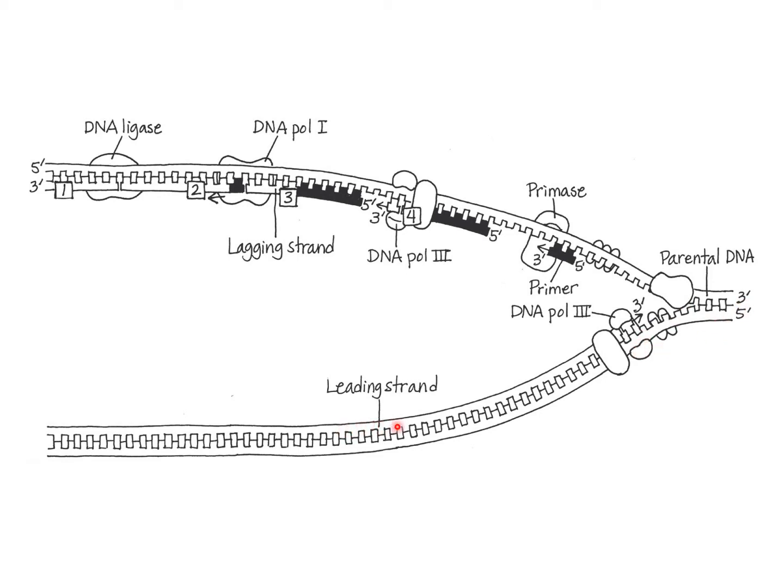Because one way we can just synthesize it straight away. The other one we're going to be going backwards. So we've got to figure out how to solve that problem. And that's what we're going to be talking about. And that's really where the complexity becomes, is in what we call the lagging strand. Leading strand just synthesizes as you unwind. Lagging strand is going to be a little trickier.